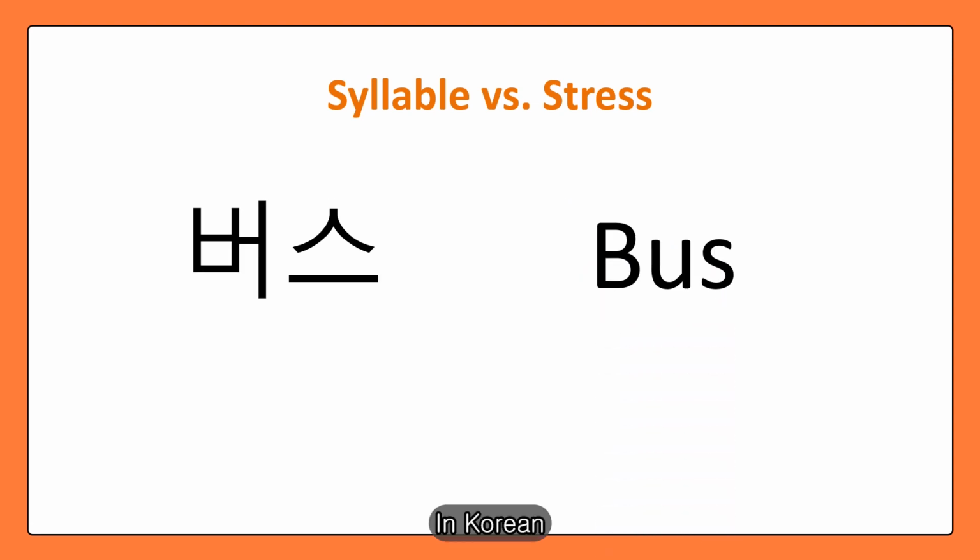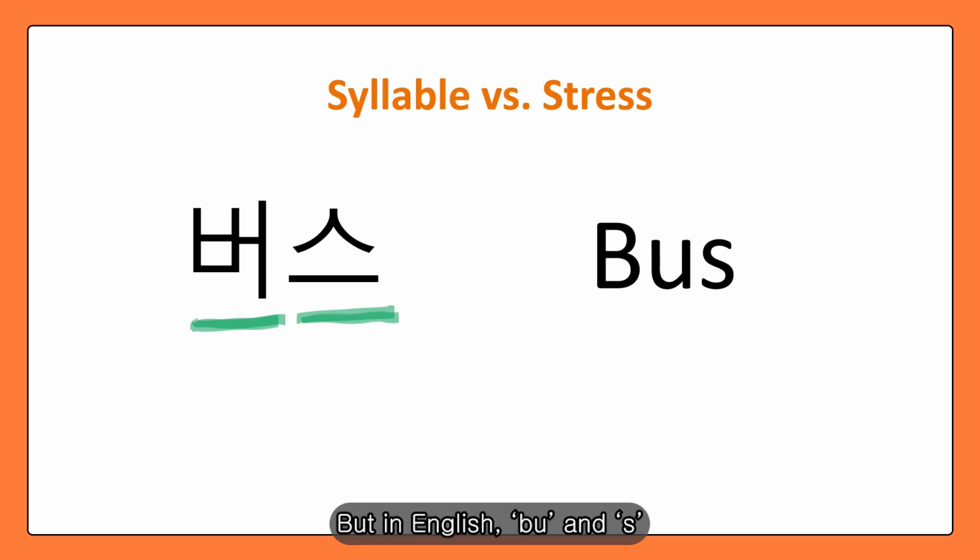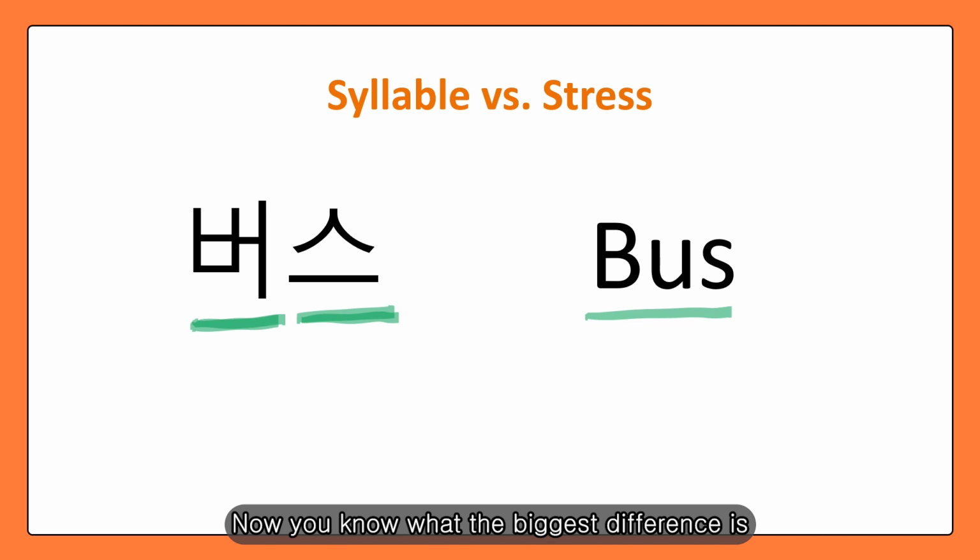For example, in Korean, bus is pronounced as two syllables without stress. Bus, bus. But in English, b and s are not separated and pronounced as one syllable, bus. Now, you know what the biggest difference is between speaking Korean and English, right?